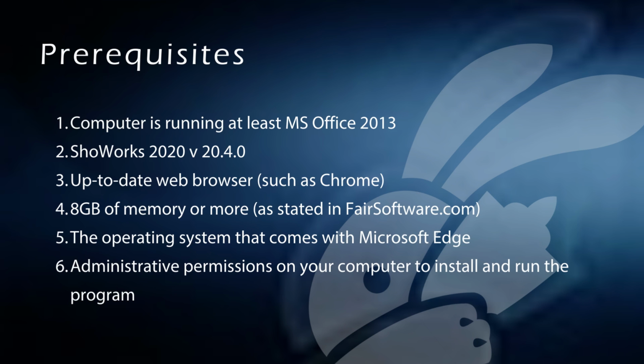You'll need an up-to-date web browser. We suggest Chrome, but you do not have to have Chrome. You can use whatever works best for you. You'll need 8 gigabytes of memory or more. You'll need the operating system that comes with Microsoft Edge. If you have Microsoft Edge, then you are all good to go. If you do not, then you will need to take a look at that. And then you'll need administrative permissions on the computer to install and run the ShoWorks Agent and Auction Monitor program.